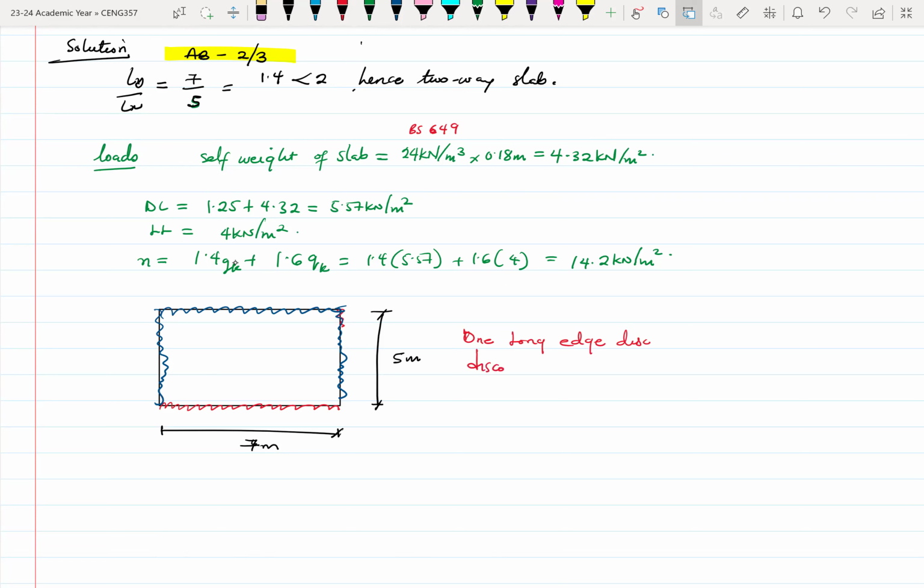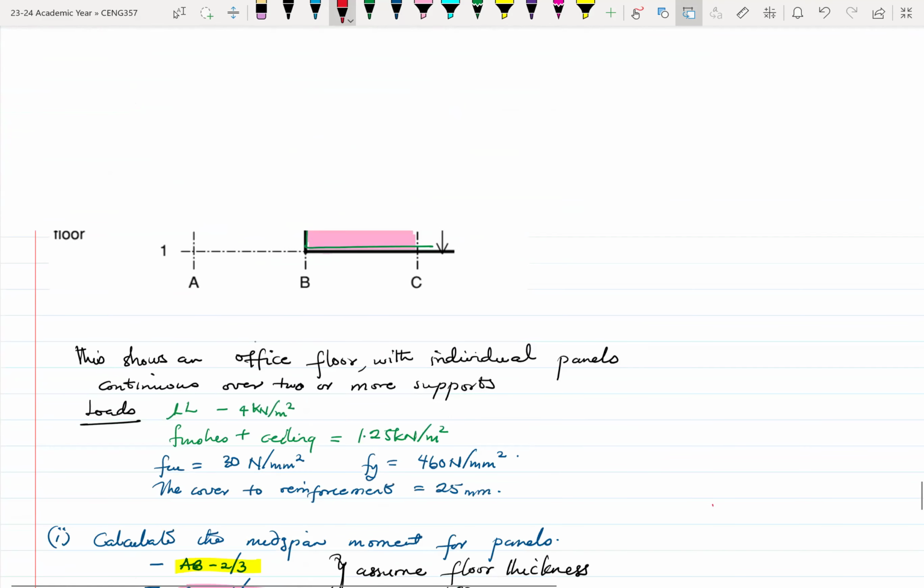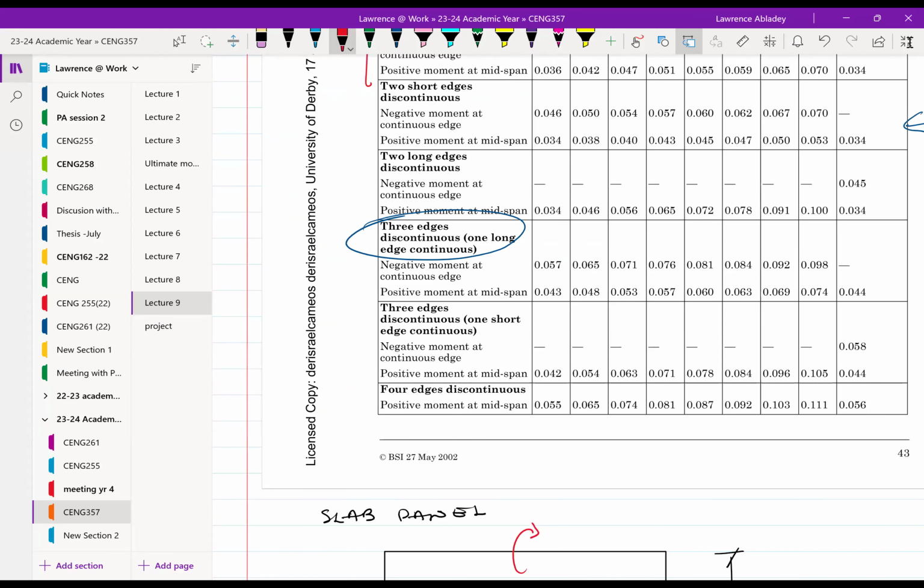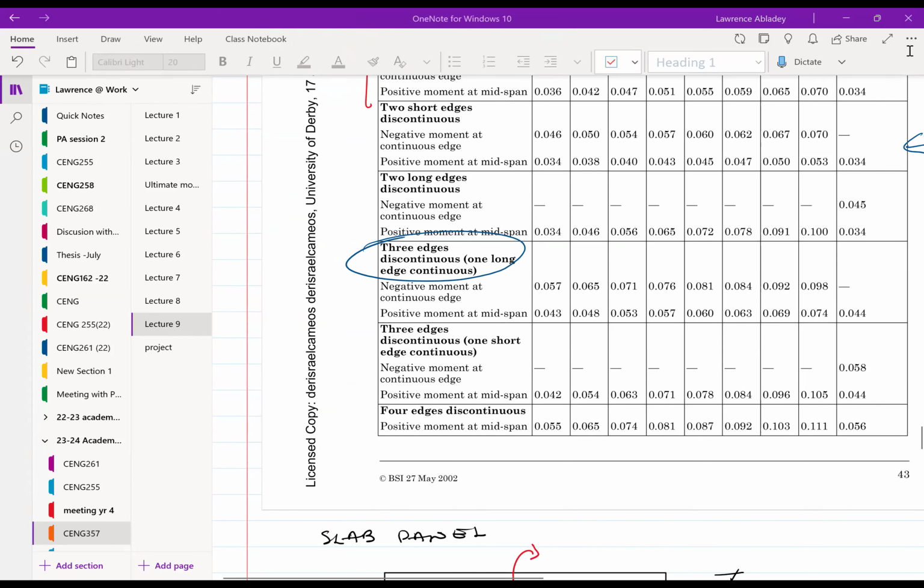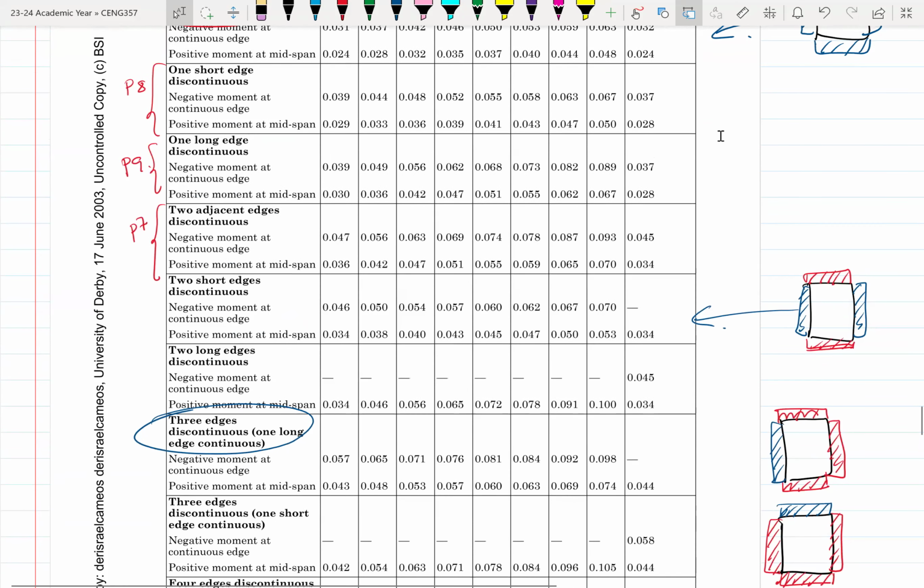Let me put over here. All right, so one long edge discontinuous. When that happens, it means that for the coefficient for the moment, you go back to your table and pick that information. All right, so you come here and look for one long edge discontinuous.